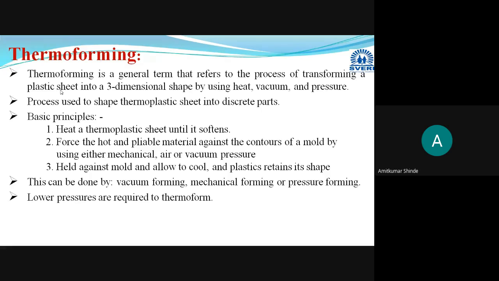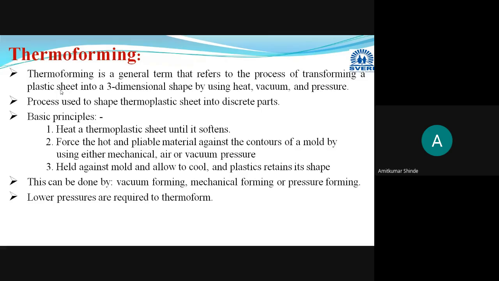Before going into the brief discussion related to its classification, first, what is the meaning of thermoforming? Thermoforming is nothing but, in simple words, giving the three-dimensional shape as per requirement, with the help of heat, vacuum, and pressure, to the available plastic sheet. That is termed as thermoforming. To whichever plastic sheet is available, we give the desired 3D shape.